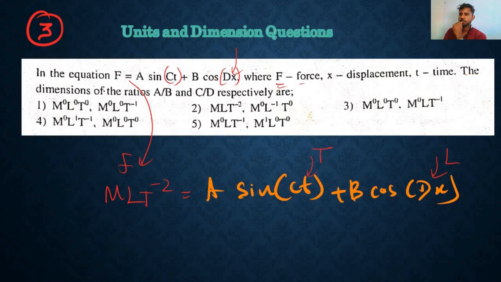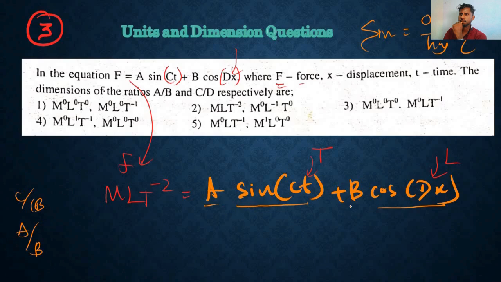And we need the dimension of the ratio A over B and C over D. Let's start with A over B first. First thing you need to know is the dimension of sine values. Basically, sine means opposite divided by hypotenuse, that's L divided by L. So there are no dimensions for sine and cos values.